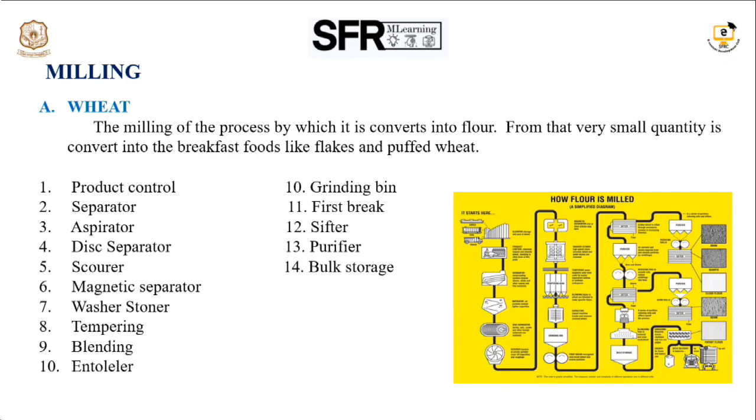During product control, they check the quality and the moisture content, and check whether any insects are present in the cereals, to confirm it is good quality. The second one is the separator. As the name denotes, the separator separates the sticks and straws present in the wheat.